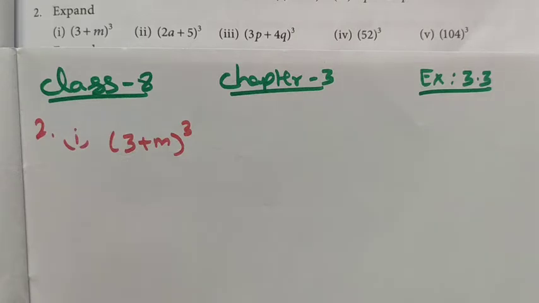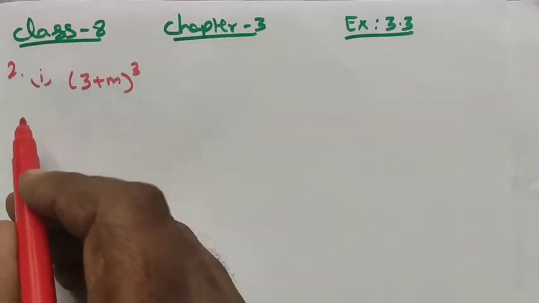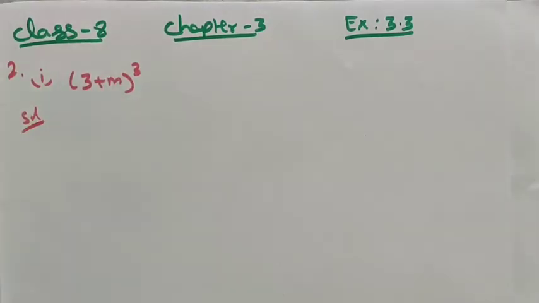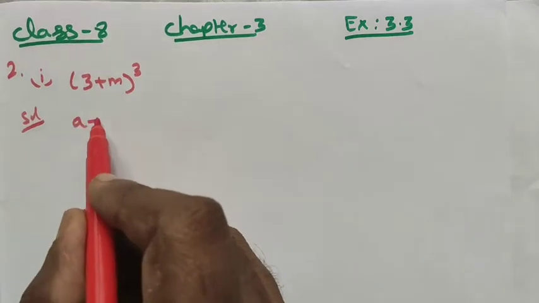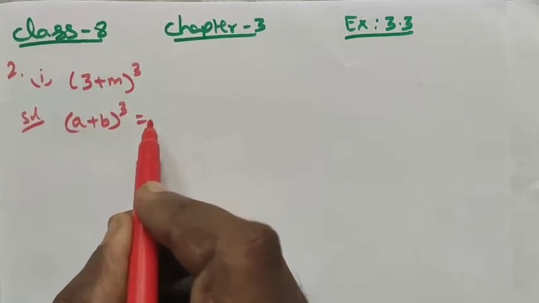Class 8, Chapter 3, Exercise 3.3, question number 2. Expand. Let's see the first Roman number, (3 + m) whole cube. Solution. Now compare this with the identity (a + b) whole cube.